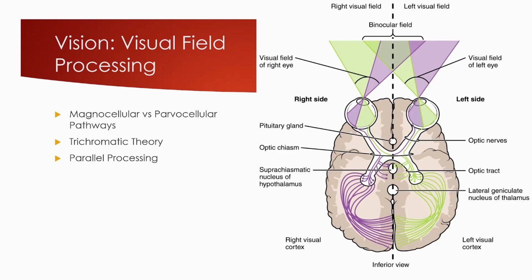Trichromatic theory states that we see the world in combinations of the colors red, green, and blue, your primary colors. Now lastly, parallel processing states that we perceive several stimuli at the same time.